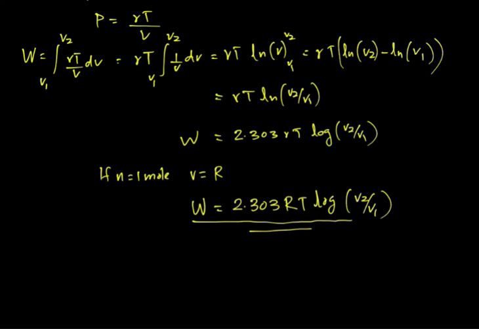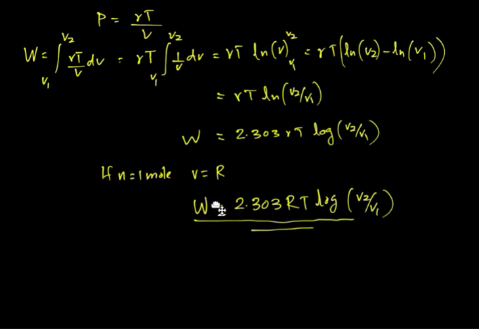Now let's see what the corresponding expression for the work during an adiabatic process is. An adiabatic process is a process in which no exchange of heat takes place. So we are going to discuss the work done in an adiabatic process.